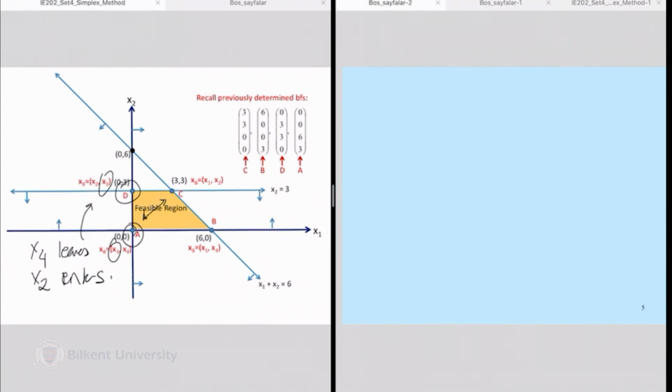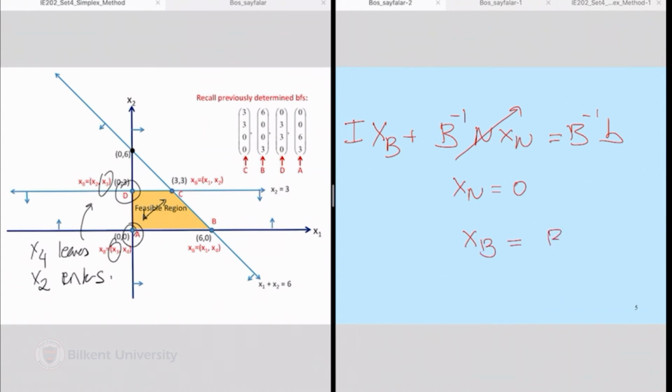So we have I xB plus B inverse N xN equals B inverse b. That's my new system after Gaussian elimination. I am going to set xN equals to 0 in the hunt for corner point solutions. So that brings me to the xB equals B inverse b system. Correct?